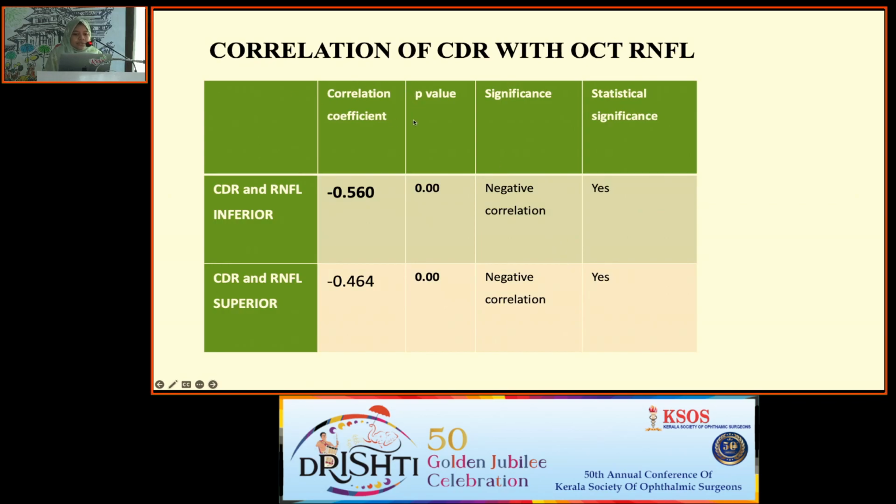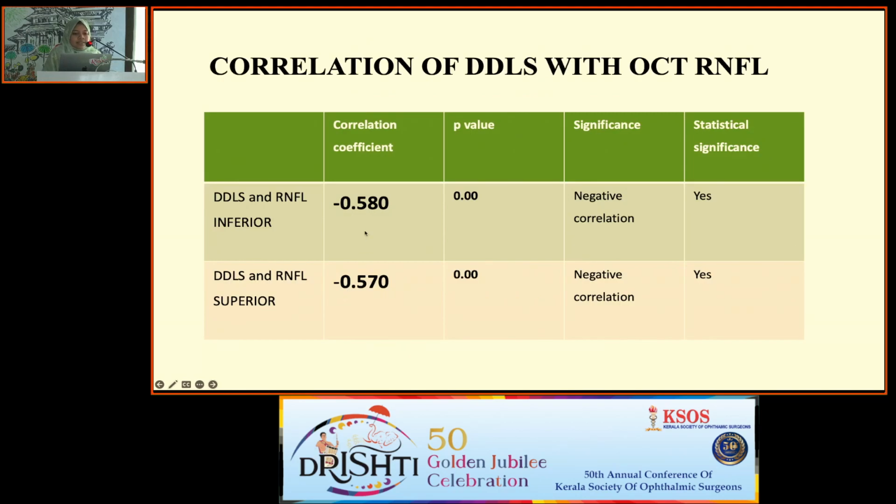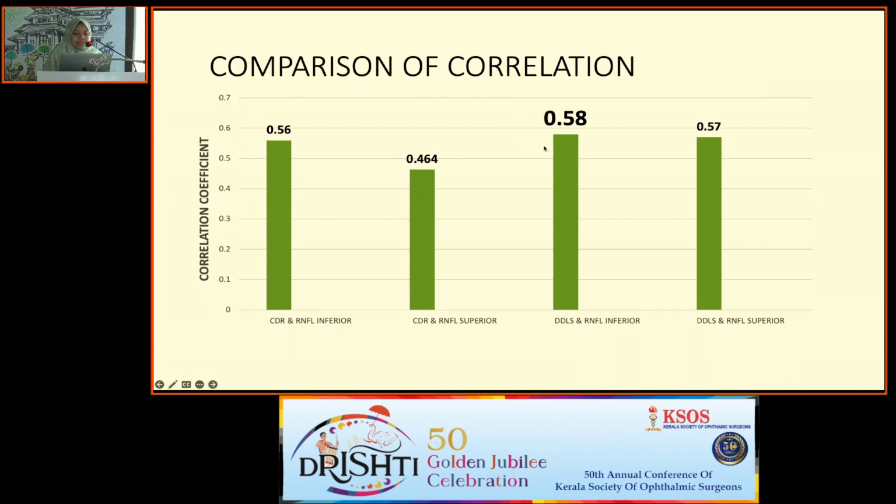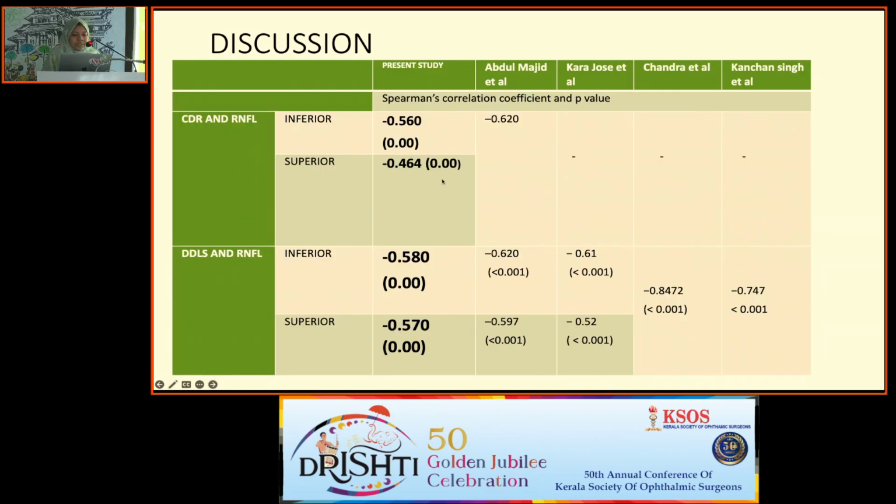Now, correlation values. We have got a moderate negative significant correlation between CDR and RNFL inferior of minus 0.560, whereas with RNFL superior, minus 0.464, and with DDLS, moderate negative significant correlation of minus 0.580 with RNFL inferior and minus 0.570 with RNFL superior. On comparing, DDLS with RNFL inferior has the highest correlation value, and CDR with RNFL superior has the least correlation value, although it is significant. And these are the values obtained in similar studies. Values were comparable with our study.